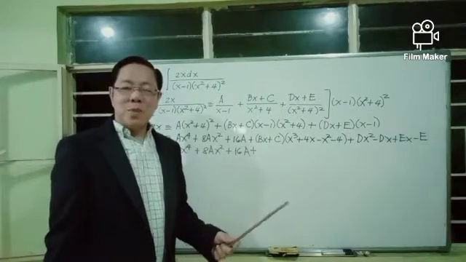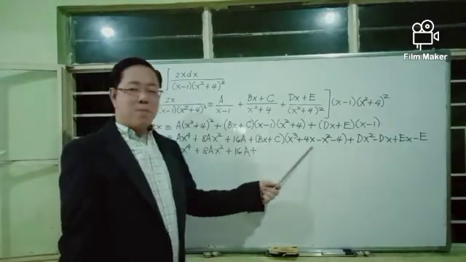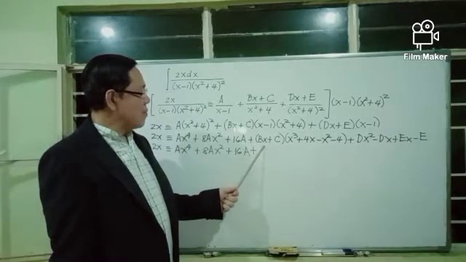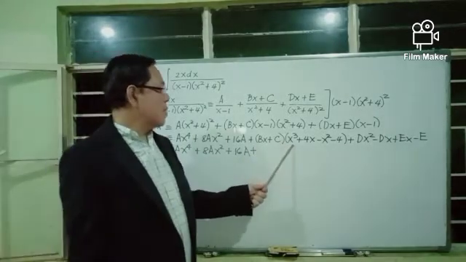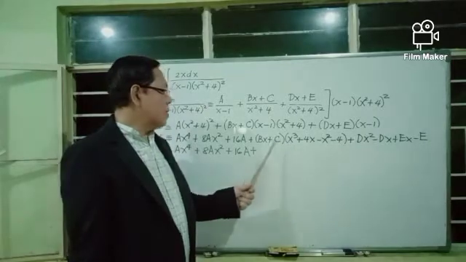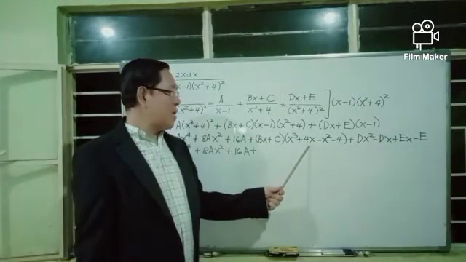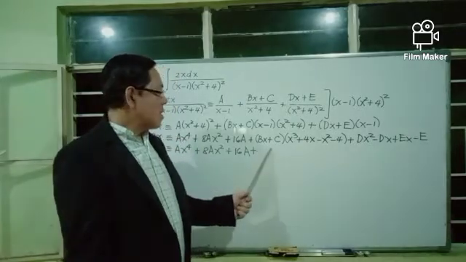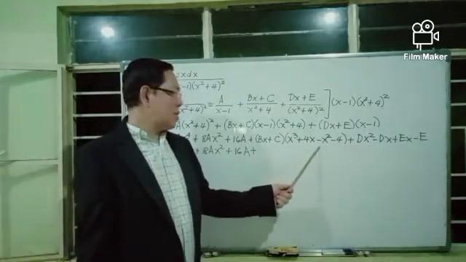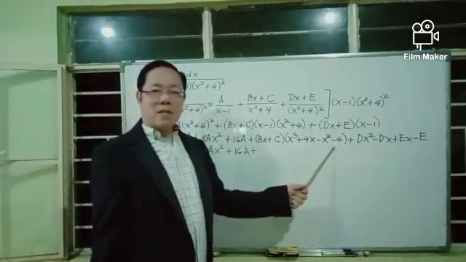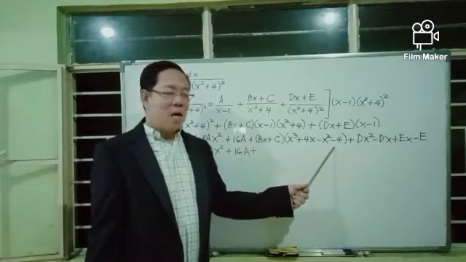We still have to remove the grouping symbols in the second term by multiplication. Multiply Bx by x cubed, you get Bx to the 4. Bx multiplied by 4x, you get 4Bx squared. Bx multiplied by minus x squared is minus Bx cubed. And Bx multiplied by minus 4 is minus 4Bx.